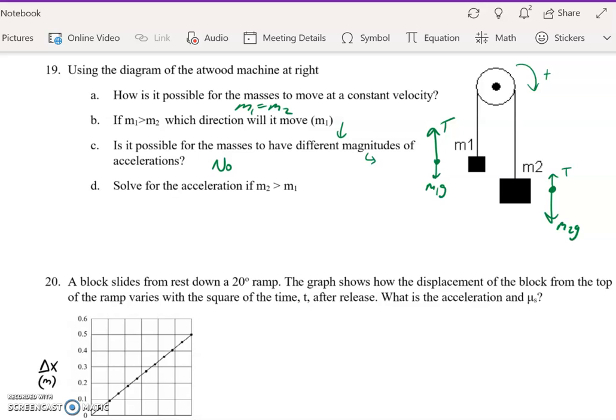Those two tensions are the same. So our net force equation would be m2g minus m1g equals (m1 plus m2)a. And so just divide by m1 plus m2, and you get the acceleration.